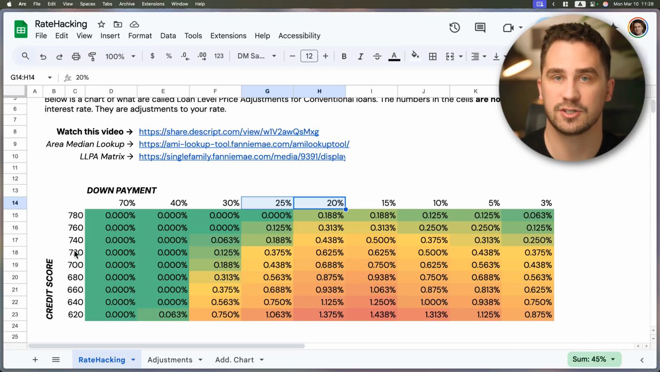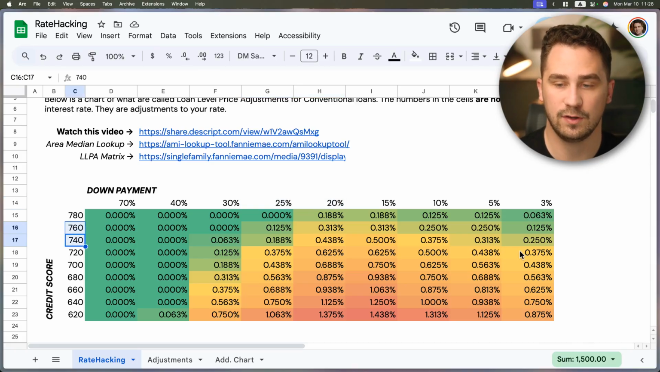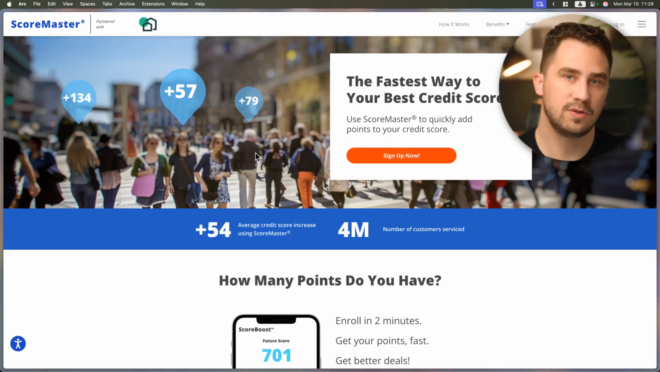But changing your credit score, even a small amount, can give you a nice little bit of savings on your interest rate with very little work. So the best way to determine how to get a better credit score is to use a credit simulator.